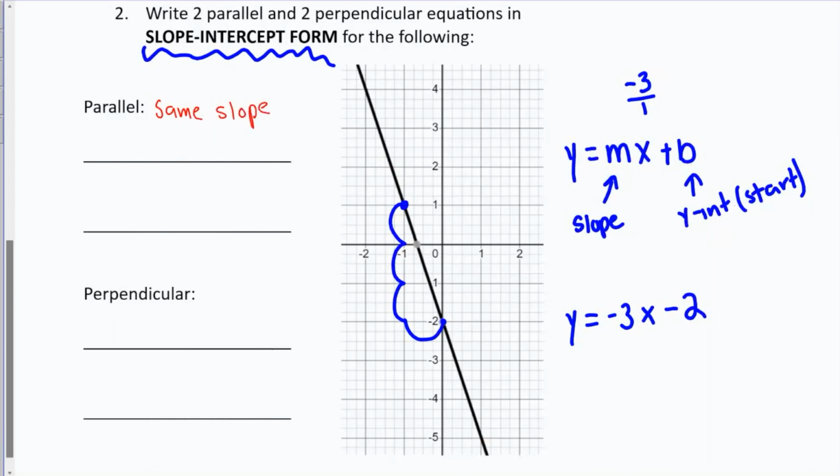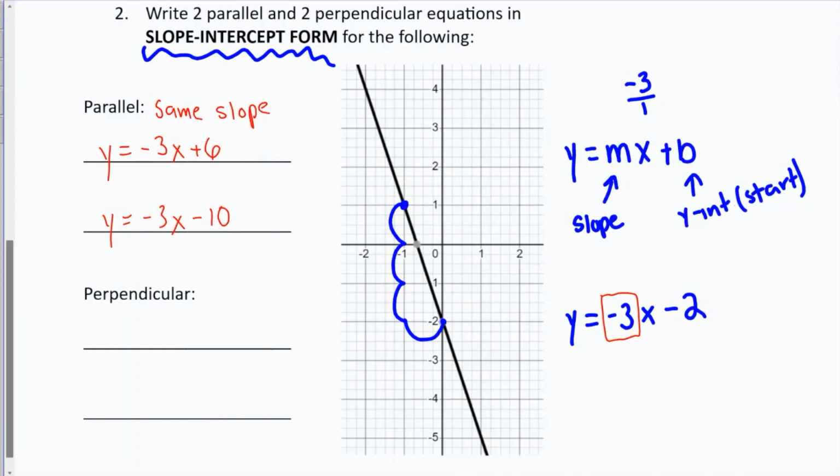So I'm going to find two lines that are parallel. Well, I know that any line that has this same exact slope is going to be parallel. Can't use the same line. So I'm going to write it as y equals negative 3x, and I can put plus 6, for example. Now, in this case, our y-intercept doesn't really matter because as long as our slopes are the same, you've got two parallel lines. I can also do y equals negative 3x and let's say minus 10. That is also a line that is parallel to our original.